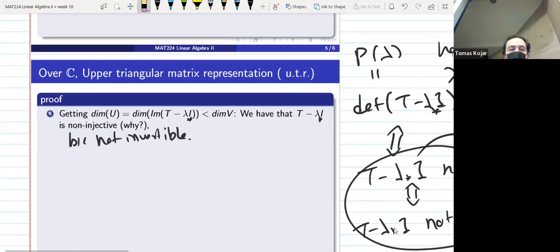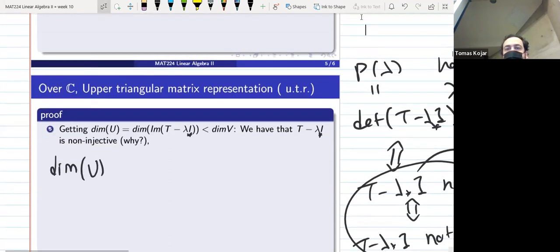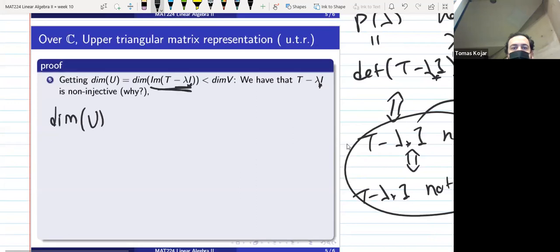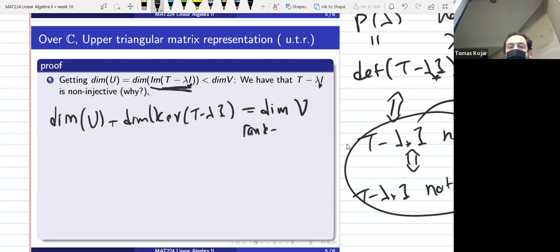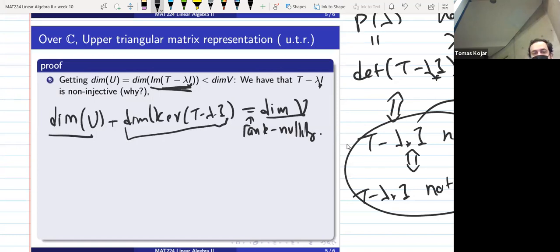By rank-nullity, U is this image. Rank-nullity says that dimension of U plus the dimension of the kernel of T minus lambda I is dim V. In order to show that dim U is strictly less than dim V, what do I have to show about the kernel? Yes, there is at least one.